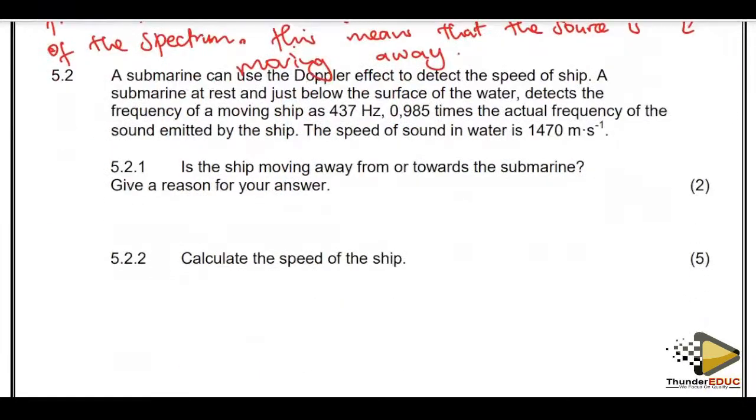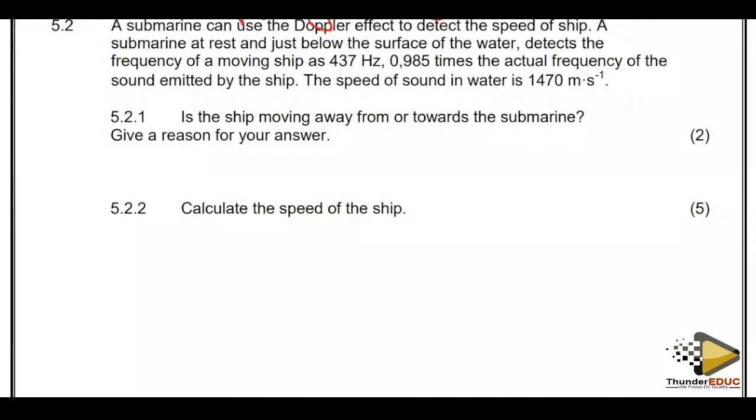Then 5.2, a submarine can use the Doppler effect to detect the speed of a ship. The submarine is at rest and just below the surface of water and detects the frequency of a moving ship to be this, which is 0.985 times the actual frequency of the sound that is emitted. Then the speed of the sound in water is this much. So is the ship moving away or towards the submarine? What's going to be our explanation for that?